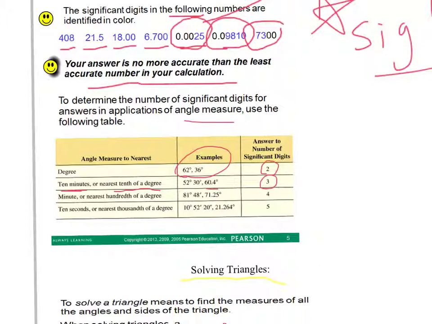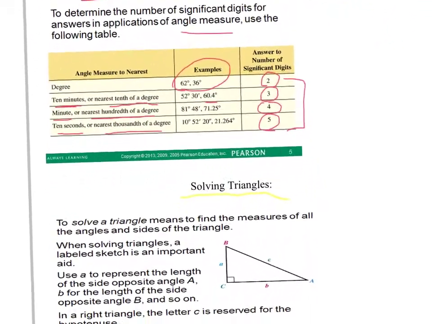If you measure to the nearest minute or the nearest hundredth of a degree, you're going to have four significant digits. And if you measure to the nearest 10 seconds or to the nearest thousandth of a degree, you're looking at five significant digits. So that should help you a little bit in terms of trigonometry land, and angle measure, how many significant digits you're going to have. So, okay, let's continue practicing here.